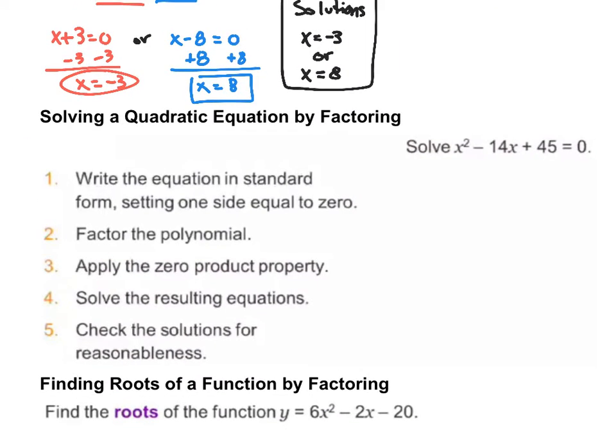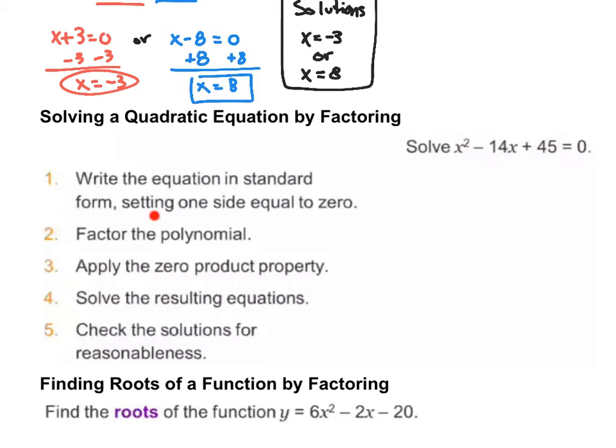So what I have is this equation here, x squared minus 14x plus 45 is equal to 0, and I want to solve this. So the first thing I want to do, here are your steps. We want to write the equation in standard form, setting one side equal to 0. This is already done for us, where I have x squared minus 14x plus 45. Notice how my degree goes from 2 to 1 to 0. So this is in standard form, and we set that equal to 0.